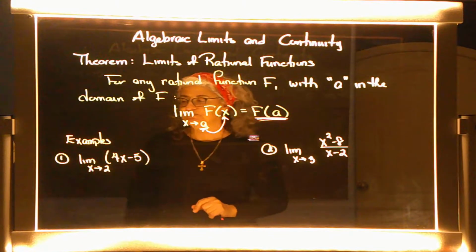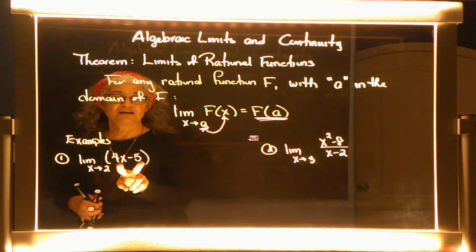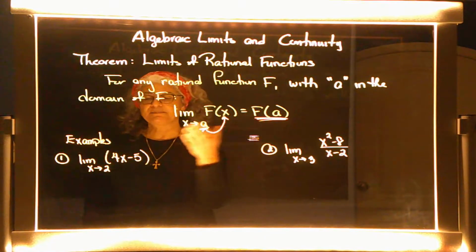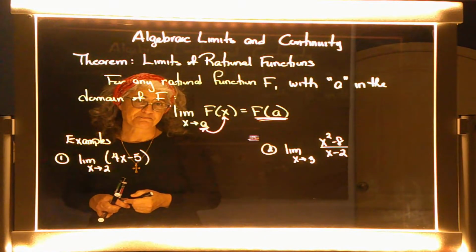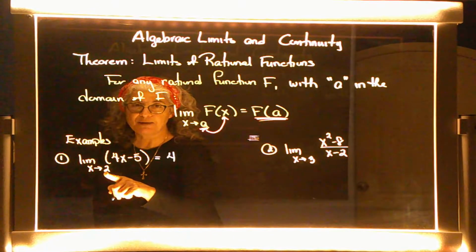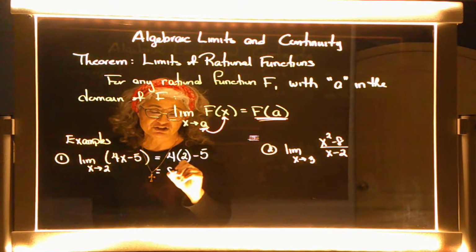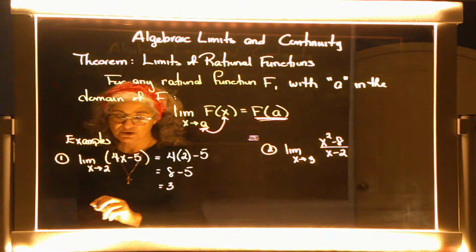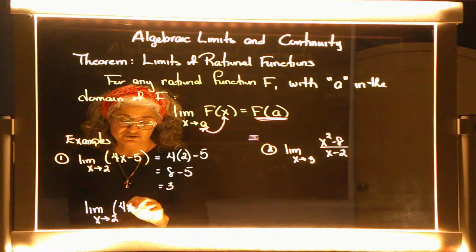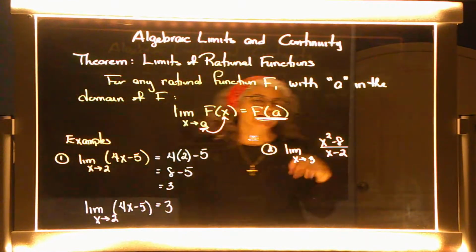Let's look at this first example. They're asking us to take the limit as x approaches 2 of 4x minus 5. So, based upon this theorem, how are we going to find the limit of this? Yeah, very good. What we're basically going to do is take that number, that x is approaching, the 2, and substitute it in for the x, which in this case will give us 3. Which tells me the limit as x approaches 2 of this function 4x minus 5 is equal to 3. Good? Okay, let's look at this one.